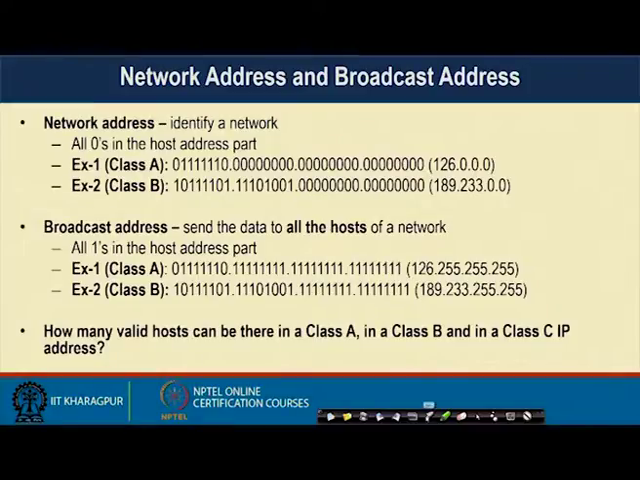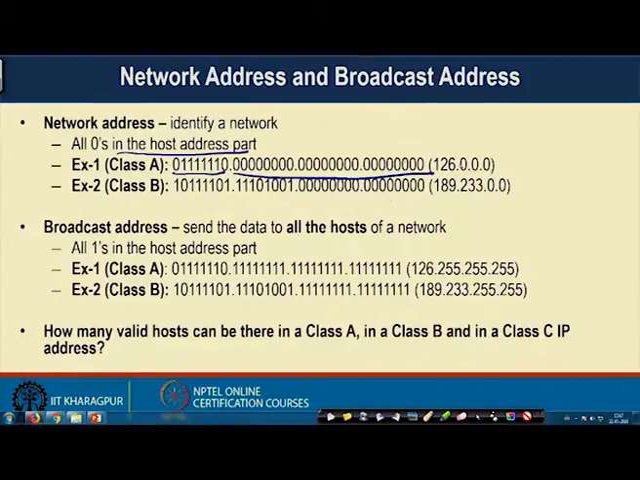Now, in every individual class of IP addresses, we have two special addresses. One we call the network address, and the second we call the broadcast address. The network address is the one where we have all zeros in the host address part, and it is used to uniquely identify a network. So, a class A network is identified by all zeros in the host part. In case of class A, you will have 24 zeros in the host part, and you will have the 8 bits at the network part with the initial reserved 0.